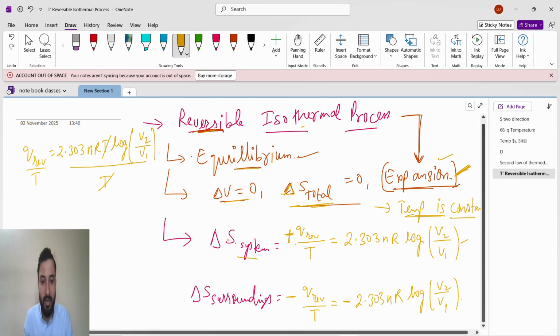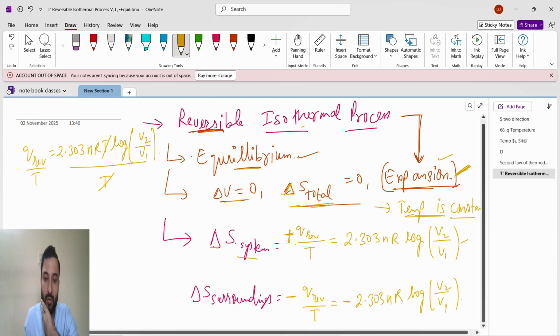And bhaiya, we know delta S ka formula kya hoga? System expansion means system is expanding. System is expanding means volume of the system is increasing. If volume will increase, what will happen? Yes, randomness will increase. So entropy will increase. So entropy for the system will be plus. If system entropy is plus, so obviously the entropy for the surrounding is negative. One plus, other negative. So we know this formula.